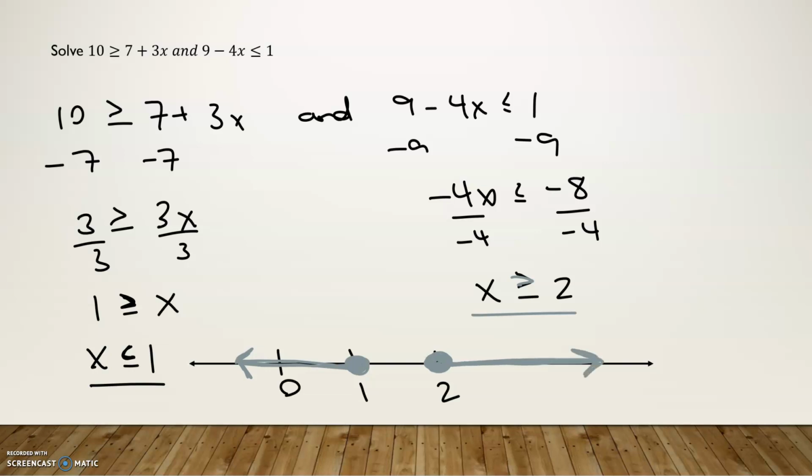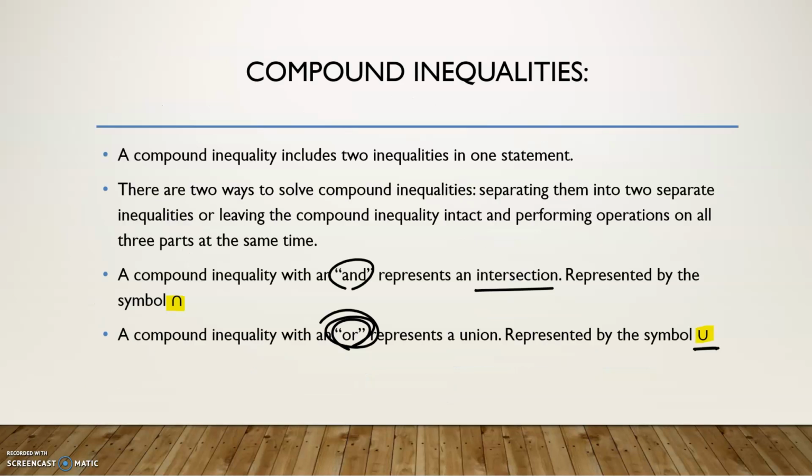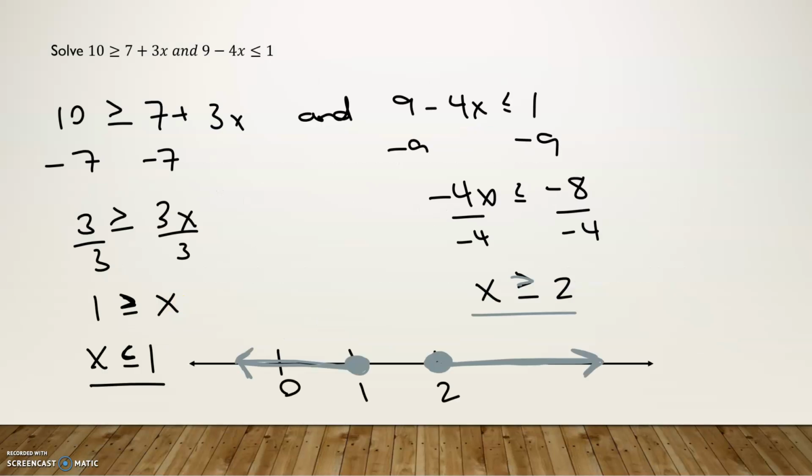Now remember, and is talking about an intersection, so where they cross each other. In our graph, we don't have anything crossing or overlapping here. We've got a starting point going one way, and another starting point going the opposite way. So there's no overlap, and that's what we're trying to find, which means there's no solution, because we are dealing with an and inequality.